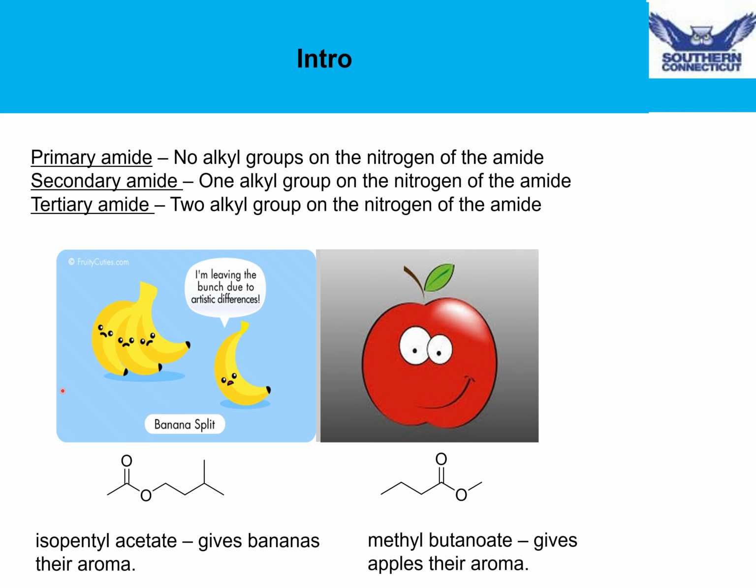Simple esters are well known for the pleasant smells that they contain. For example, isopentyl acetate is responsible for the smell that we normally associate with bananas, and methyl butanoate gives apples their typical aroma.